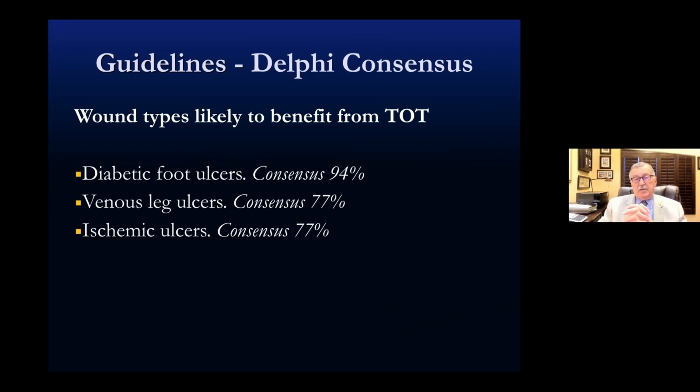The experts felt that the wound types most likely to benefit from topical oxygen therapy were diabetic foot ulcers, based on the current literature available, 94%. Venous leg ulcers, a consensus of 77%. And ischemic ulcers, a consensus of 77%.